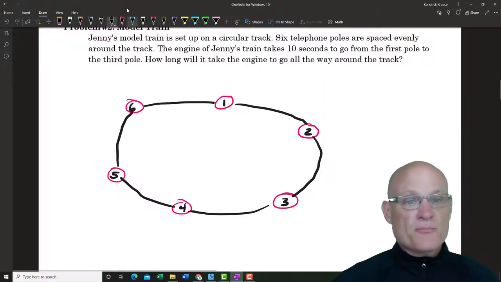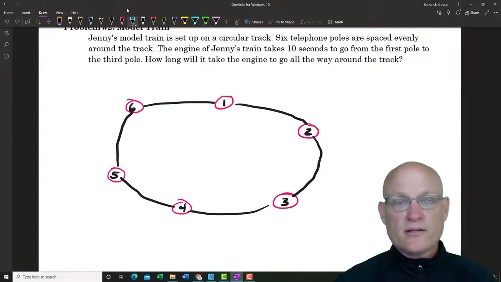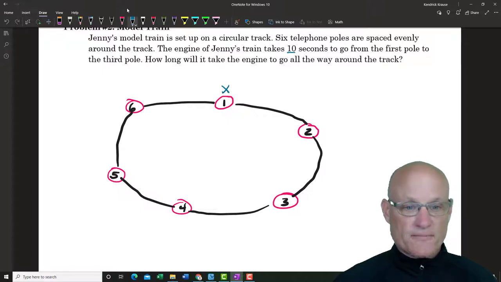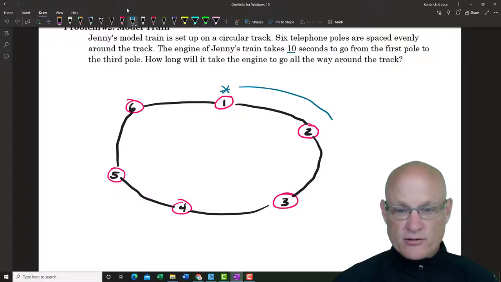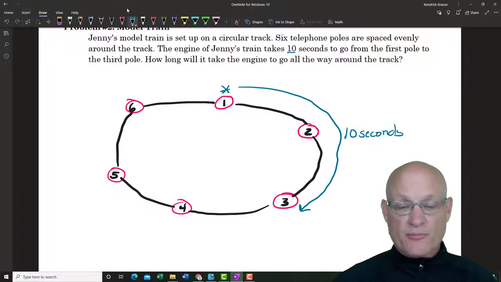Okay, so Jenny's train takes 10 seconds to go from the first pole to the third pole. So if she starts here, it's going to take her 10 seconds to get to that third pole, correct? All right, so then how long would it take her to get just to the second pole? Wouldn't that just be 5 seconds?